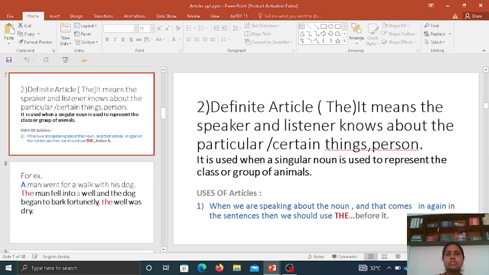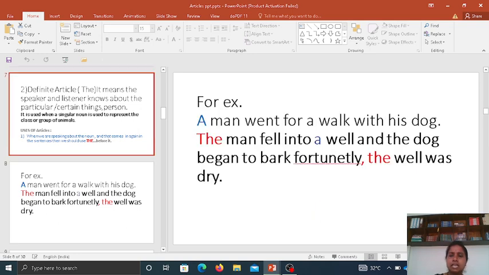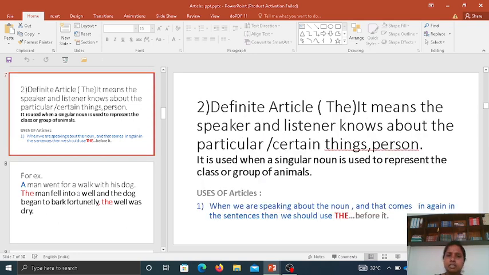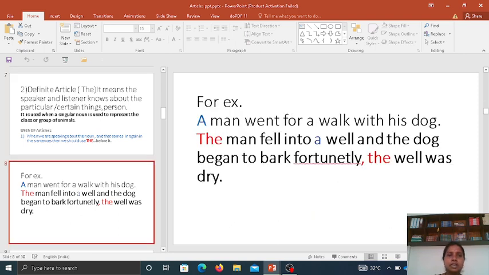Now the uses of the. The number one use, I have given here many examples and uses of the. The first use is when we speak about a noun and it comes again in the sentence, then we should use the before it. So what is it? For example, I have given here. Concentrate here.